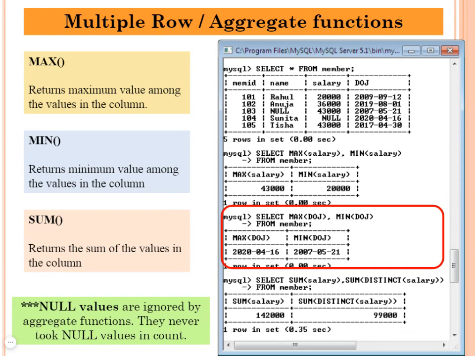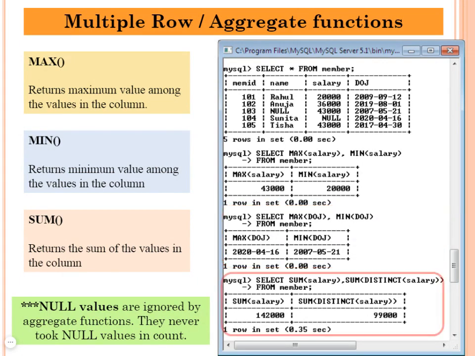It is used to return the sum of all the values present in a particular column. See the example here. Select sum salary means addition of all the salaries present in the column salary here. So when we do the sum, 20,000, 36,000, 43,000, and 43,000 again will be taken into account, and the answer is 1,42,000 only. Clear?